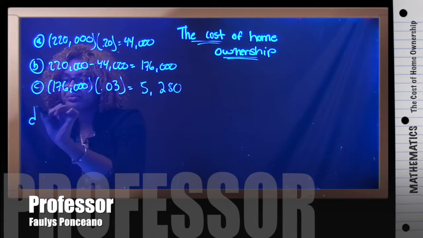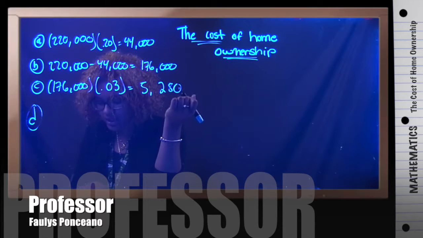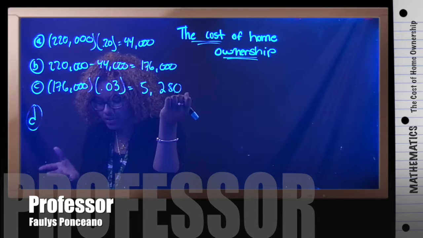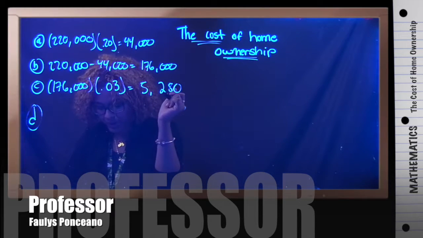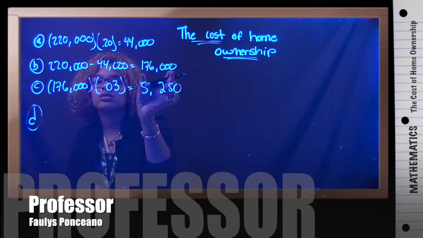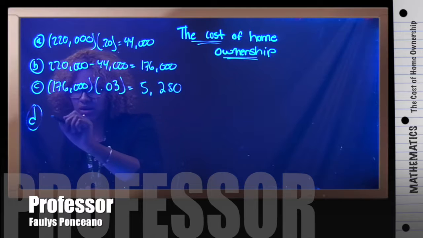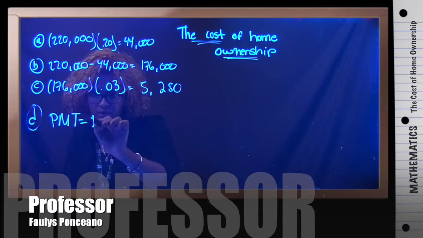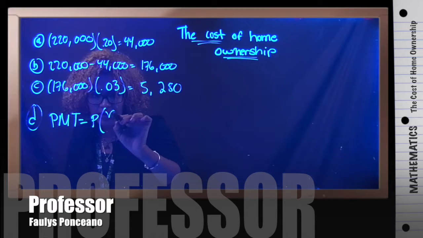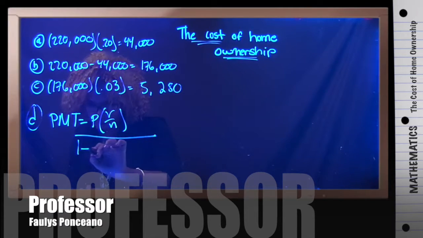Now part D says find the monthly payment excluding extra taxes and insurance. So I'm going to use the loan amount with the payment formula. I'm going to write down the formula right here so we can see what values we need in order to fill in the formula.